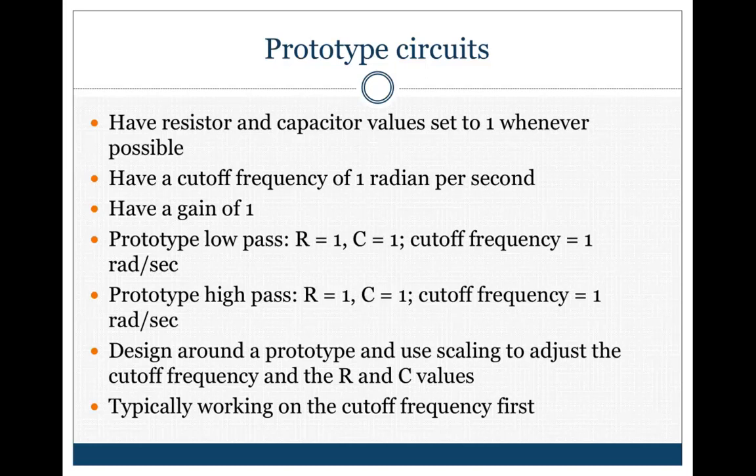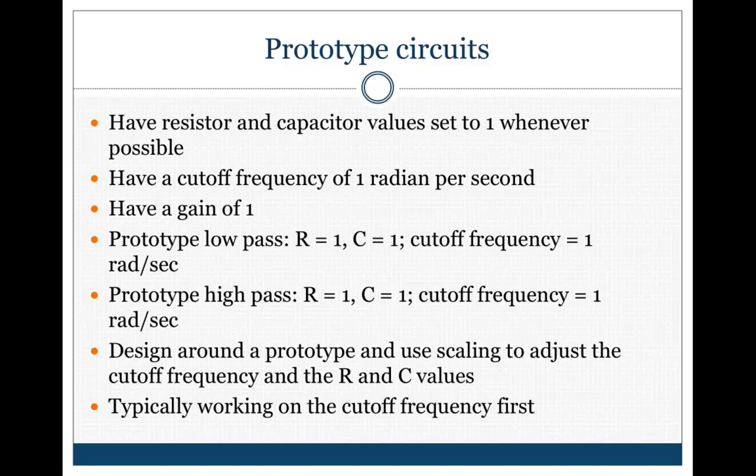However, for what you have seen so far, for example, the prototype low pass, we set the resistor equal to 1 ohm, the capacitor equal to 1 farad. That's going to give us a cutoff frequency of 1 radian per second. We set both the input and the feedback resistor equal to 1 so that we have a gain of 1. Same is true of the prototype high pass. We set the resistors equal to 1, the capacitors equal to 1, giving us a cutoff frequency of 1 radian per second.